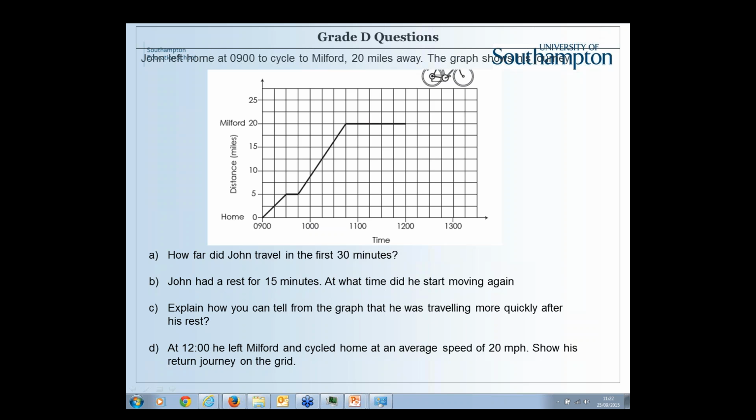In fact, if you're thinking about what the students think, and about your processes as you were reading this, my first step is thinking, okay, what is this showing? Okay, this is the distance. So in the first 30 minutes, that's going to be 9:30, because you've just got to think about what the scale here is. And so at 9:30, we're at 5, so he's gone 5 miles. The students will do that a lot slower.